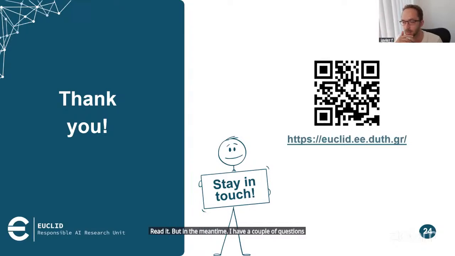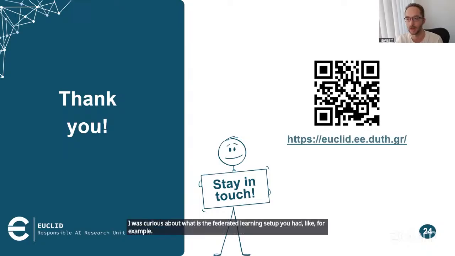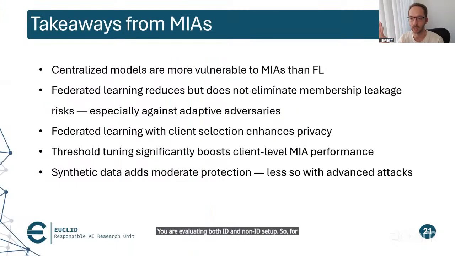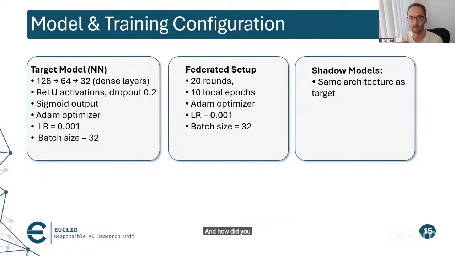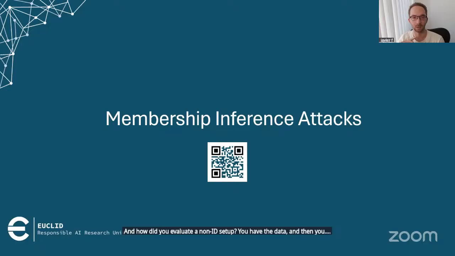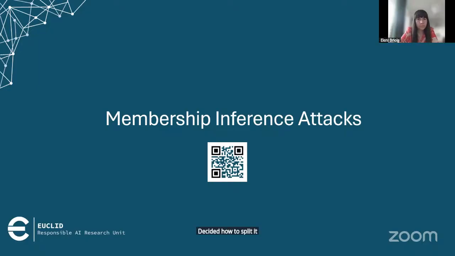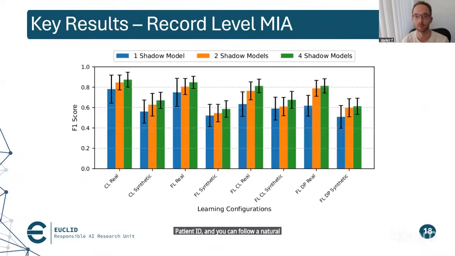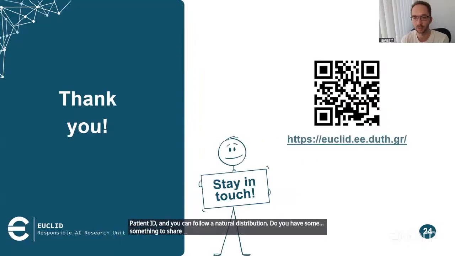Maybe either of you can answer, but for the first part, I was curious about what the federated learning setup was. For example, what was the number of clients? You were saying, Eleni, that you were evaluating both IID and non-IID setups. For non-IID, how did you evaluate it? Did you have the data and decide how to split it between different clients, or did you already have some kind of patient ID and follow a natural distribution?